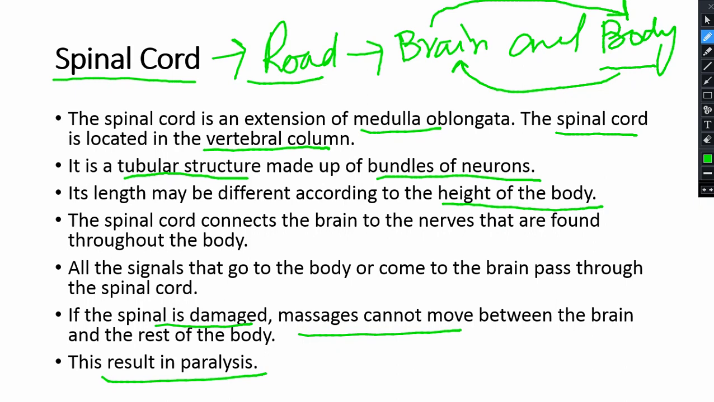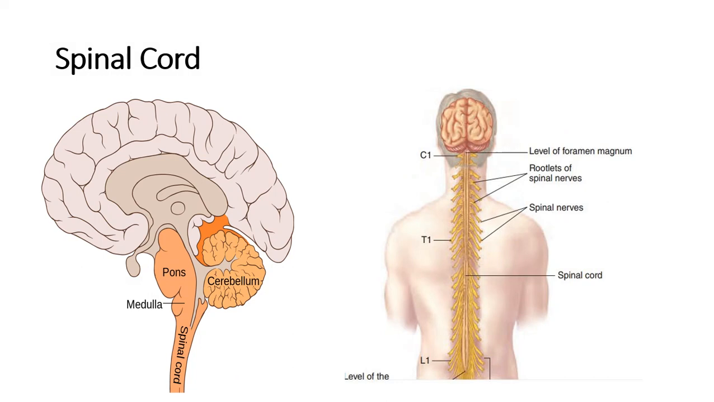So let's move forward and learn about the spinal cord with the help of a diagram. We have two diagrams here. First of all, the book says that the spinal cord is an extension of the medulla. So here is the medulla oblongata, and here is the extension of the medulla oblongata, and this extension is the spinal cord.